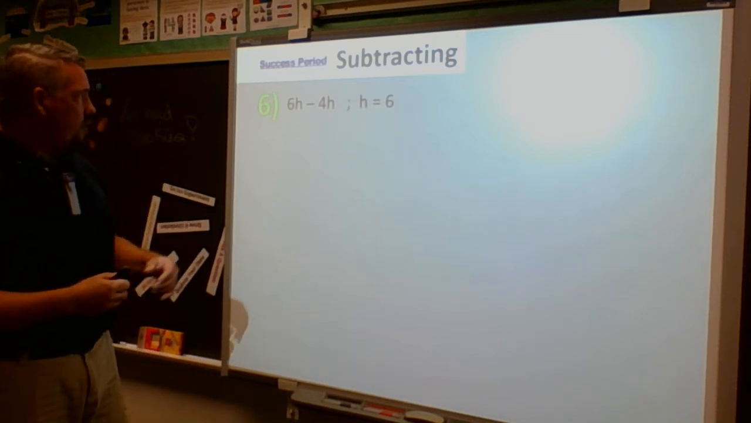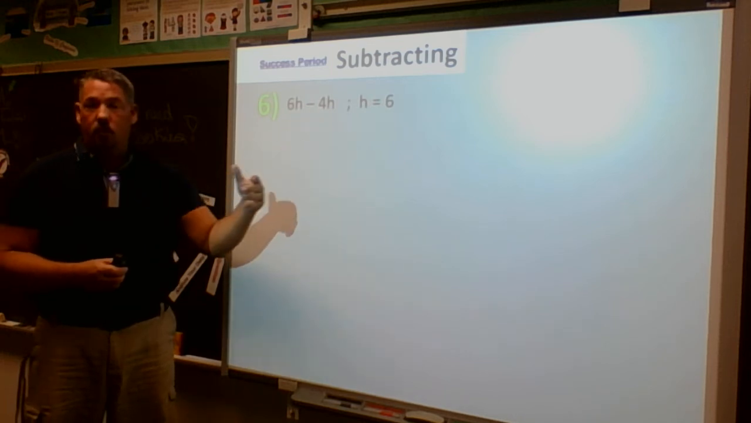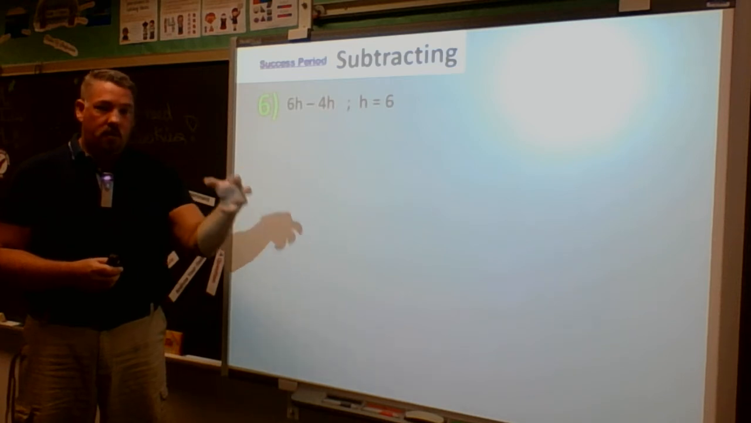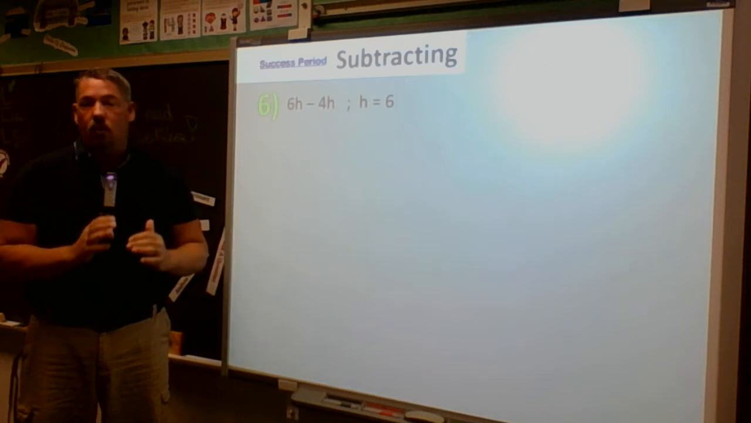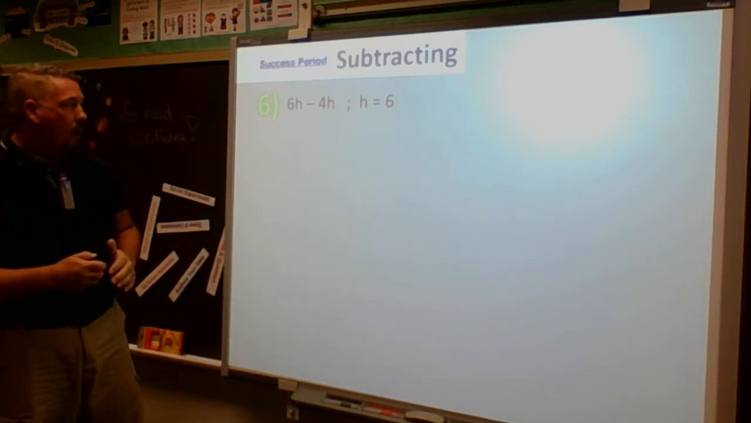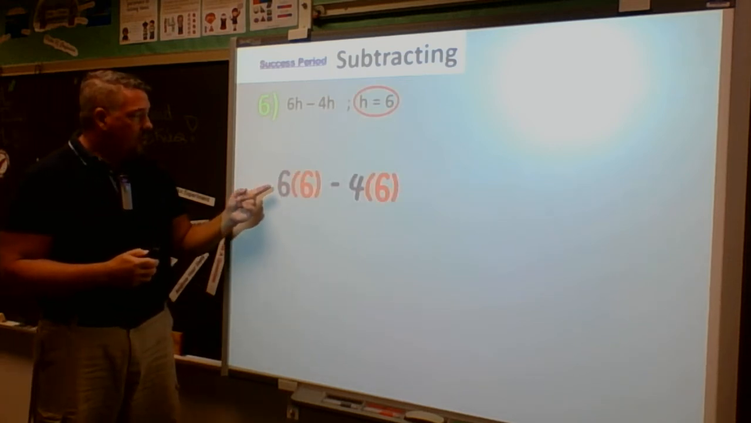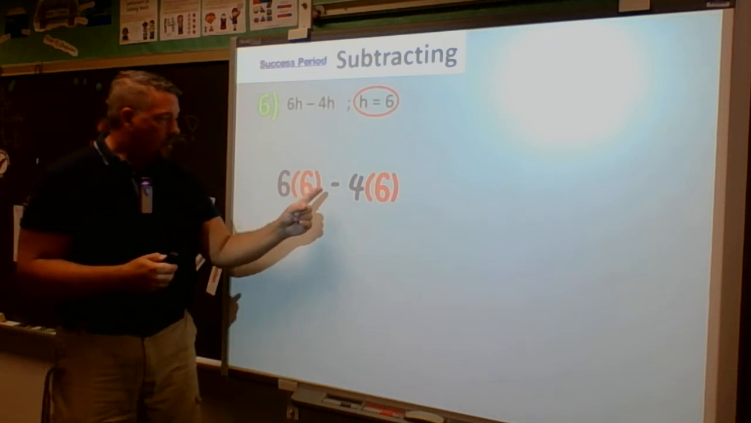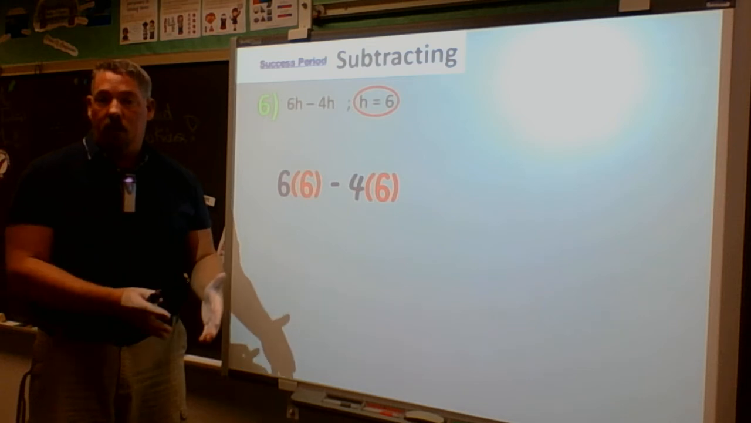So on number 6 then, you have 6h minus 4h, where h is equal to 6. We're going to rewrite the problem, substituting with the 6 for each of the h's. If it's touching a number, remember, put those parentheses around it so it's separated, and you can identify what math you're supposed to do. So you need to rewrite it, substituting with the 6. So you should have 6 in parentheses, a 6 for the h. So that tells me it's 6 times 6. On the other side, I should have 4 and in parentheses, another 6. So that tells me it's 4 times 6.